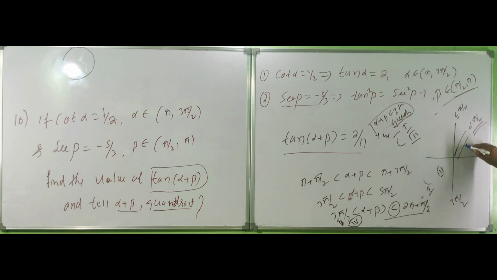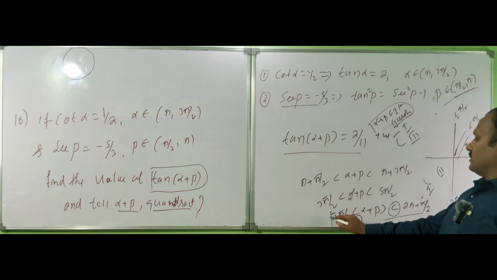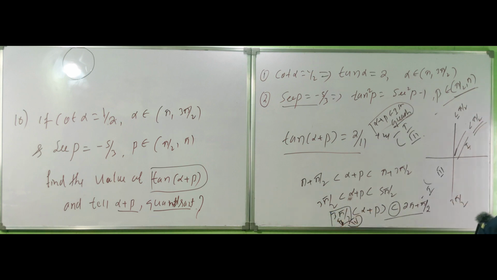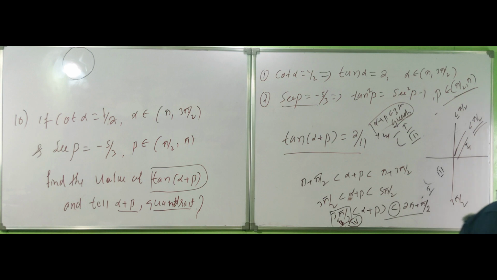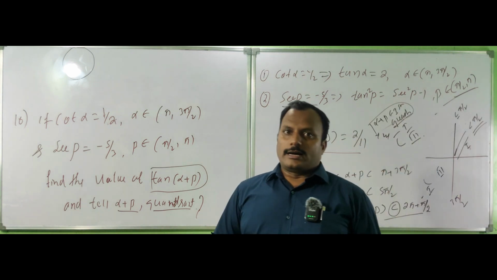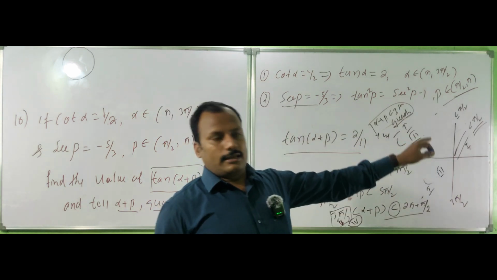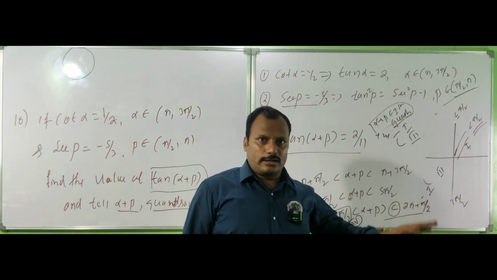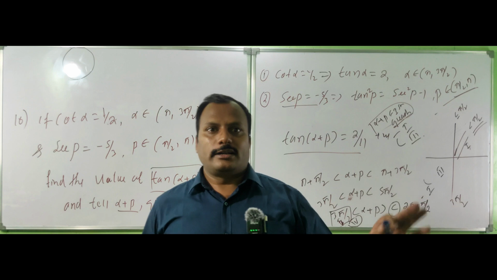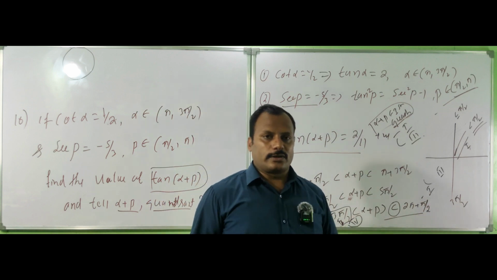Third quadrant does not apply, because the value is more than 3 pi by 2. The value is more than 3 pi by 2, so obviously it belongs to the first quadrant. Okay students, I hope I corrected my error here. Even though I gave the correct answer, I could not explain it according to the equation. Sorry, my great apology.